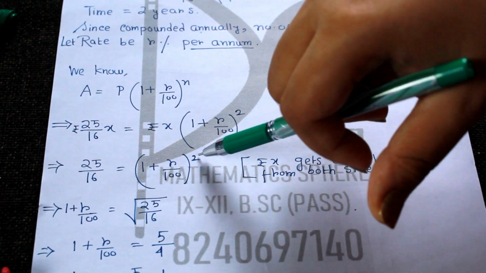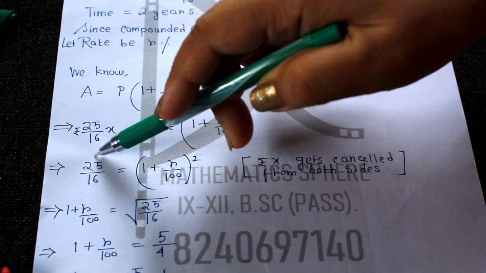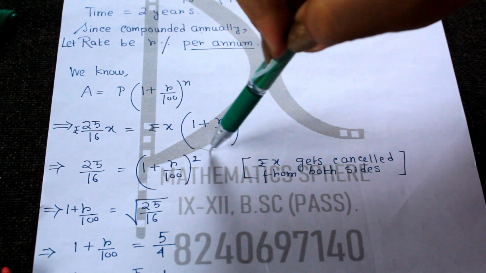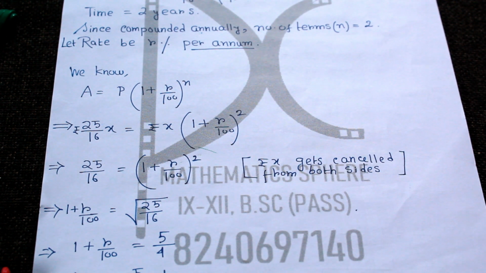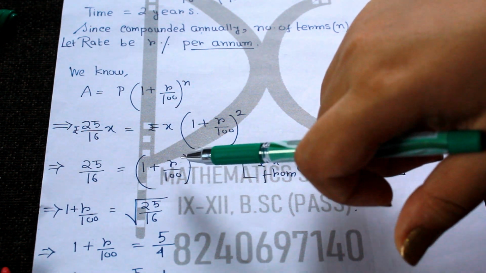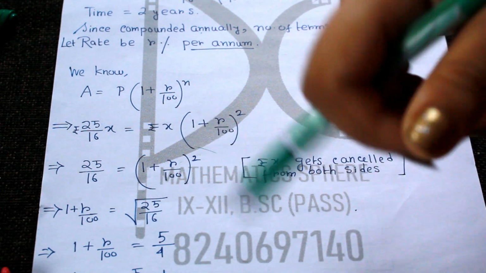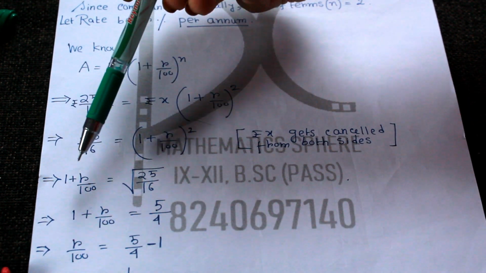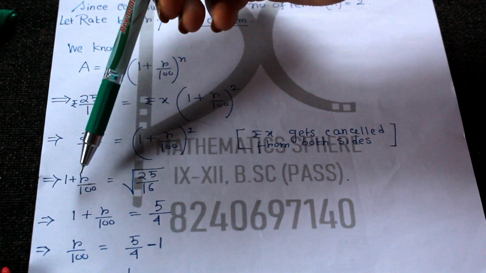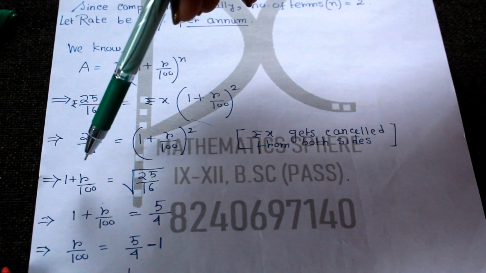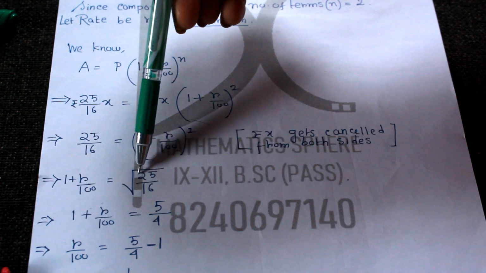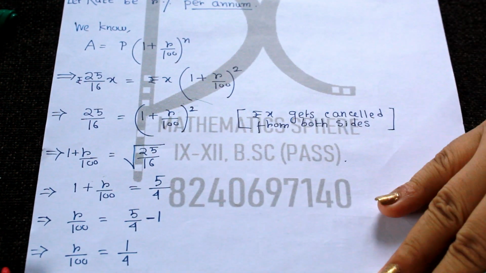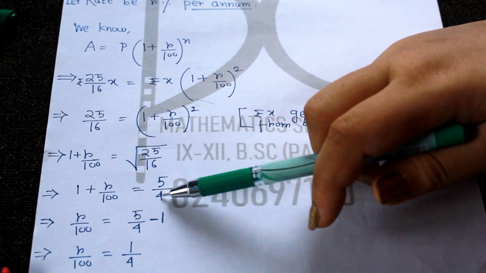To remove this square, we will take the square root on both sides. If it was cube, then cube root on both sides. In this way you will have to do it. So since square is there, we are taking the square root on both sides. When you take the square root on this side, it becomes 1 plus r by 100, so the square is removed. And on the other side, the square root of 25 by 16, you know how we find the square root, will give you 5 by 4.